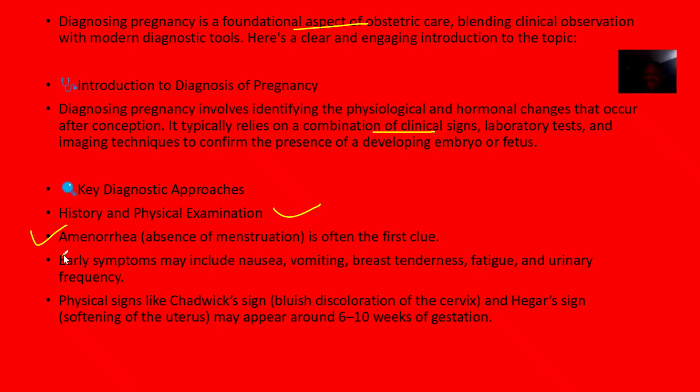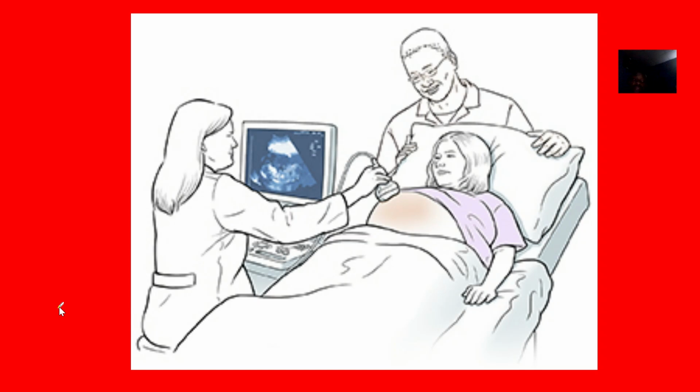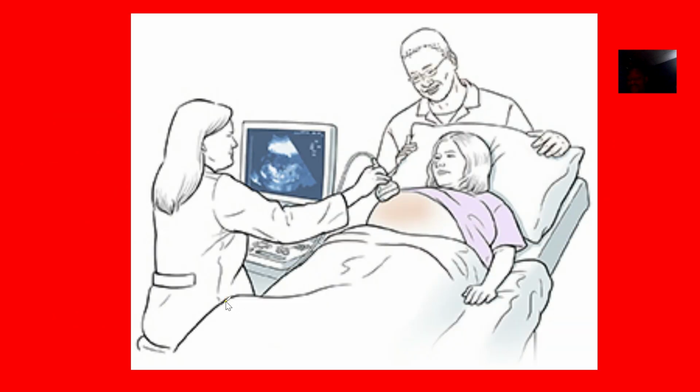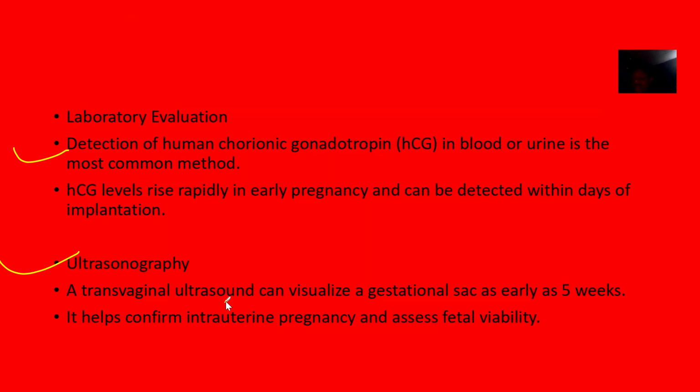Early symptoms may include nausea, vomiting, and breast tenderness. We ask her all of this to see if she has any one of them. Then on physical examination, you try to pick up some signs, like Chadwick's, Hegar's, and the rest of them. Ultrasound remains the only definitive test. For laboratory evaluation, you check for human chorionic gonadotropin. For ultrasound, transvaginal or transabdominal can be used.